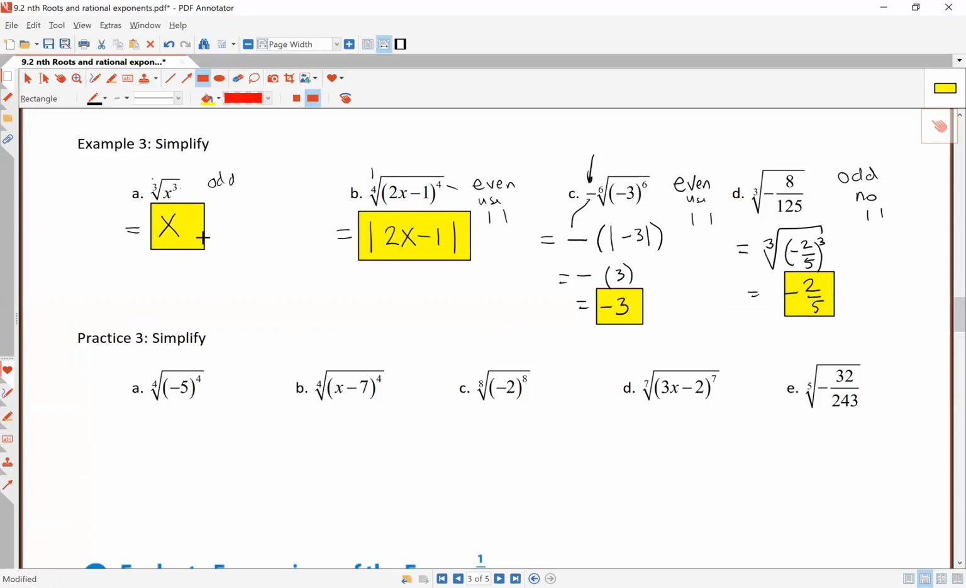This leads us to your practice problem. I encourage you to press pause in your video and work this out, and come back when you're ready to see the solution.